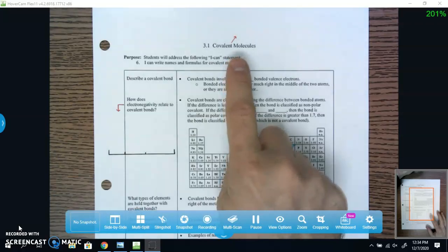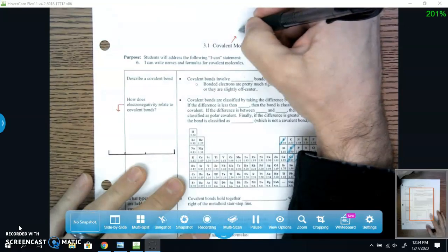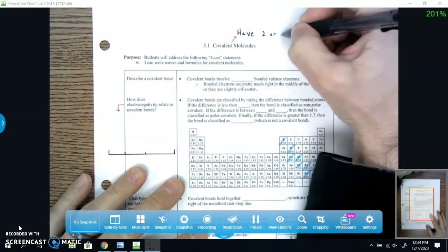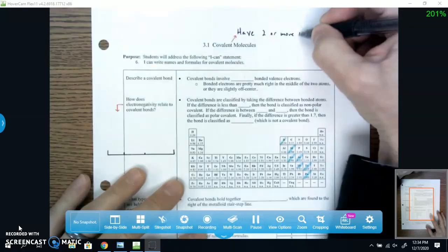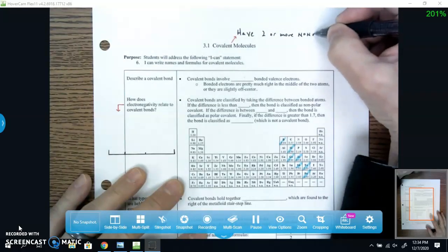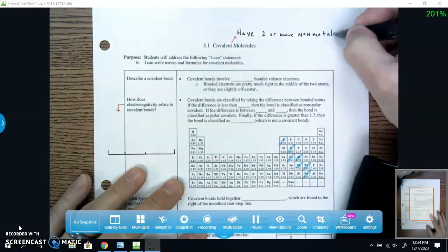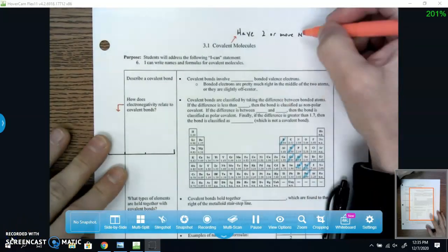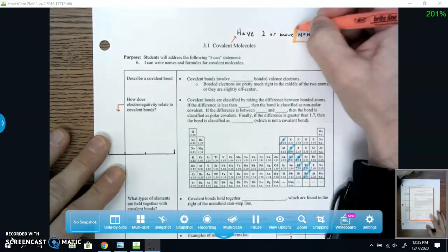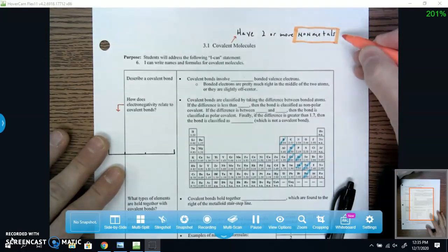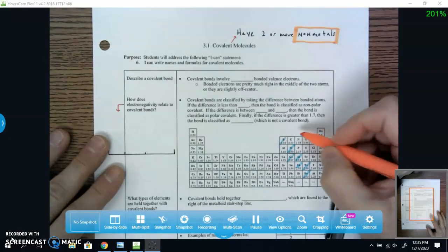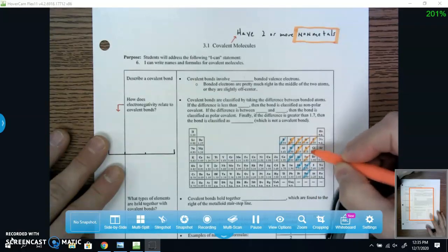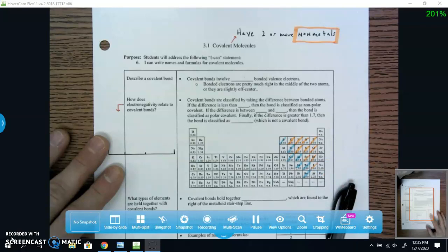So we're going to put this note up here. So covalent molecules have 2 or more nonmetals. In order to emphasize that, I'm going to use my orange highlighter. I'm going to highlight nonmetals in orange, and then I'm just quickly going to go through and mark all of these nonmetals that are on the right side of the periodic table.